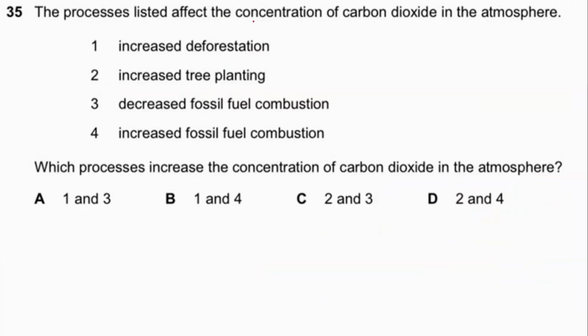The processes listed above affect the concentration of carbon dioxide in the atmosphere. Which processes increase the carbon dioxide? Just mark what is asked so that you do not make mistakes. So, processes leading to increase. Increased deforestation, of course, if you cut the trees, the amount of carbon dioxide will be more because of less photosynthesis. Increased planting cannot be, because when you increase the planting of trees, carbon dioxide will decrease.